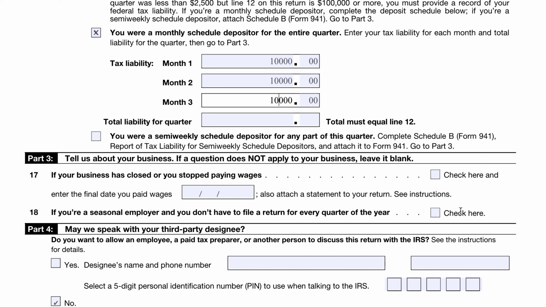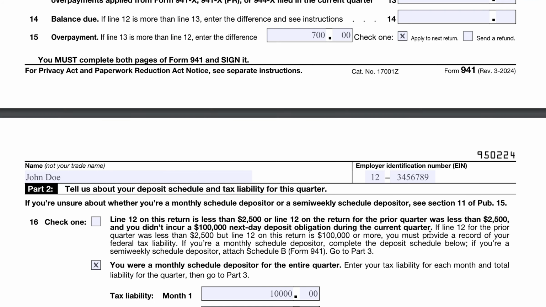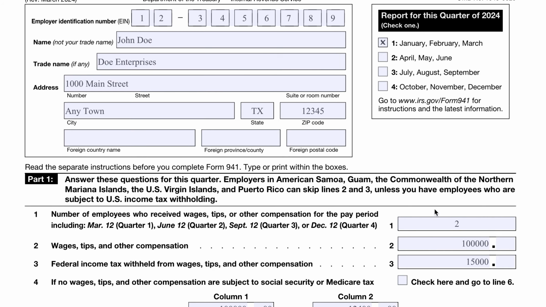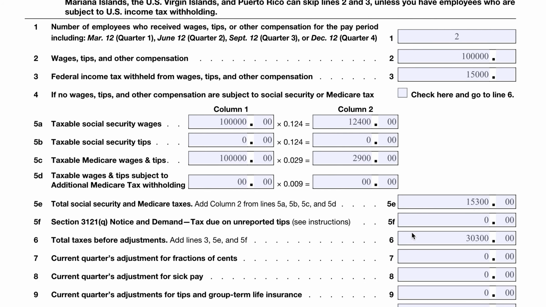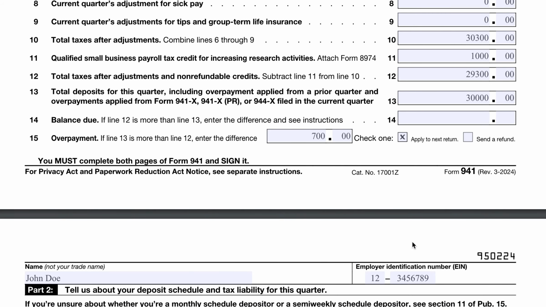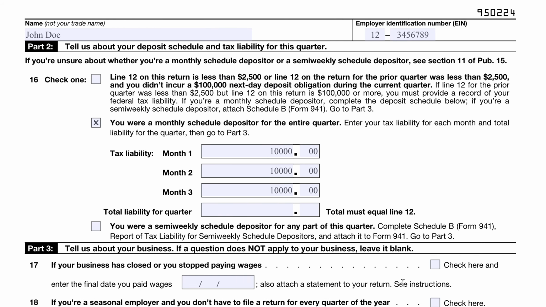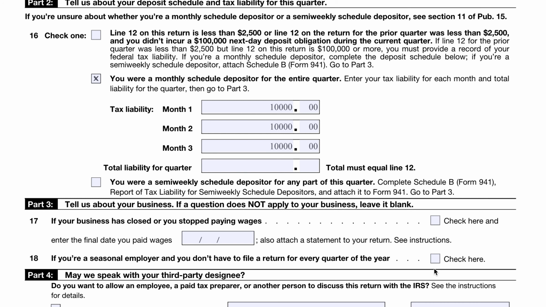So if you run a pumpkin patch and your busy quarter happens to be October through December, but you don't really have employees for the first 9 months of the year, you would check this, and then you would be okay only filing the form for the October through December quarters. So as long as you're consistently checking this box each time you file Form 941, then you should be okay with the IRS.